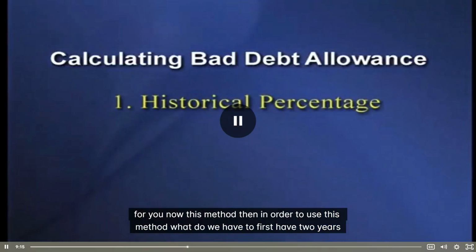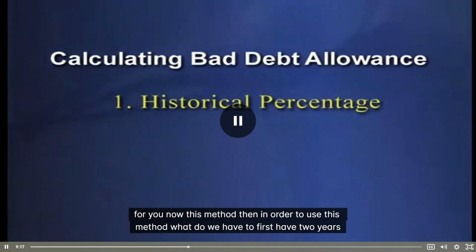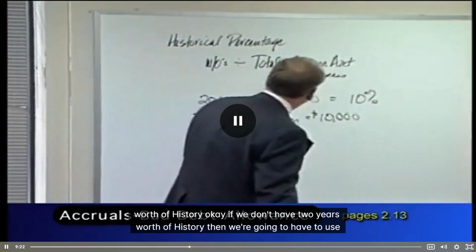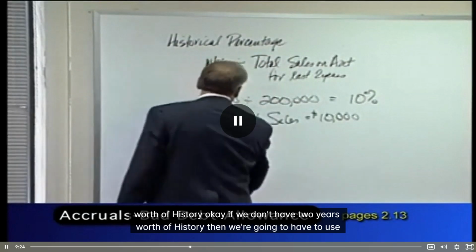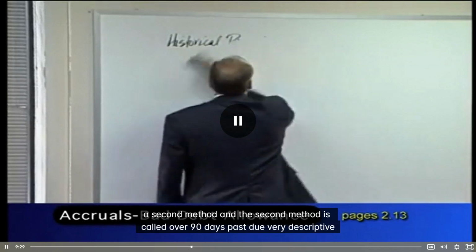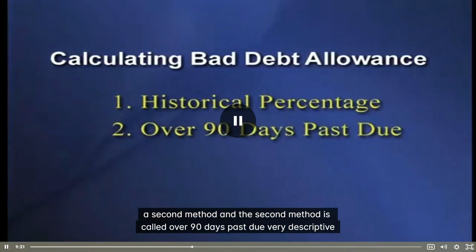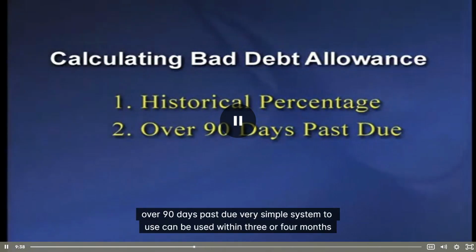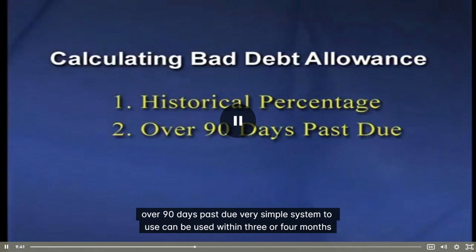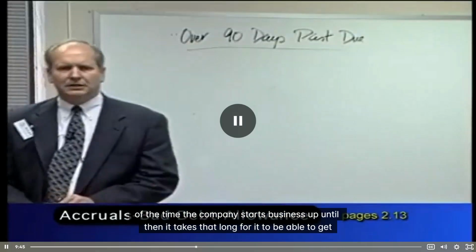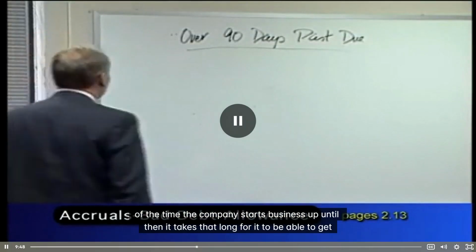Now this method then, in order to use this method, what do we have to first have? 2 years worth of history. Okay? If we don't have 2 years worth of history, then we're going to have to use a second method. And the second method is called over 90 days past due. Very descriptive. Over 90 days past due. Very simple system to use, can be used within 3 or 4 months of the time the company starts business. Up until then, it takes that long for it to be able to get over there.